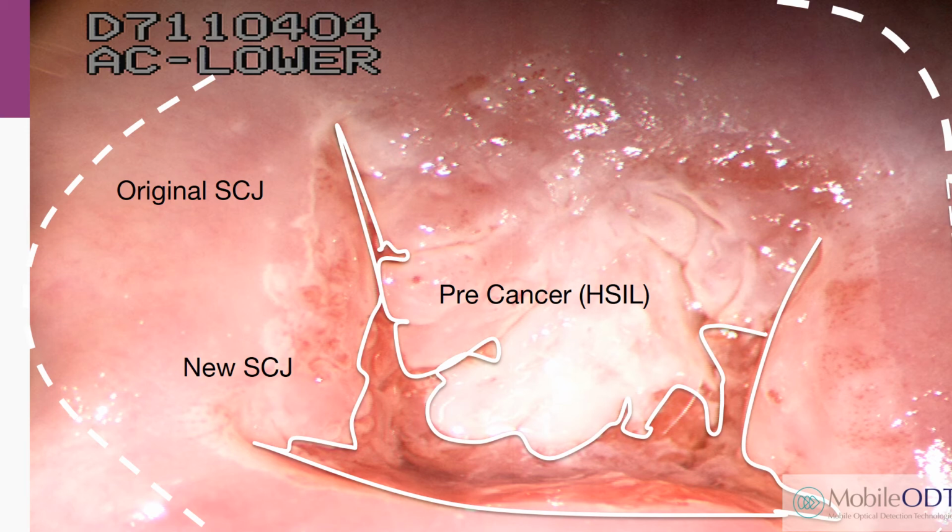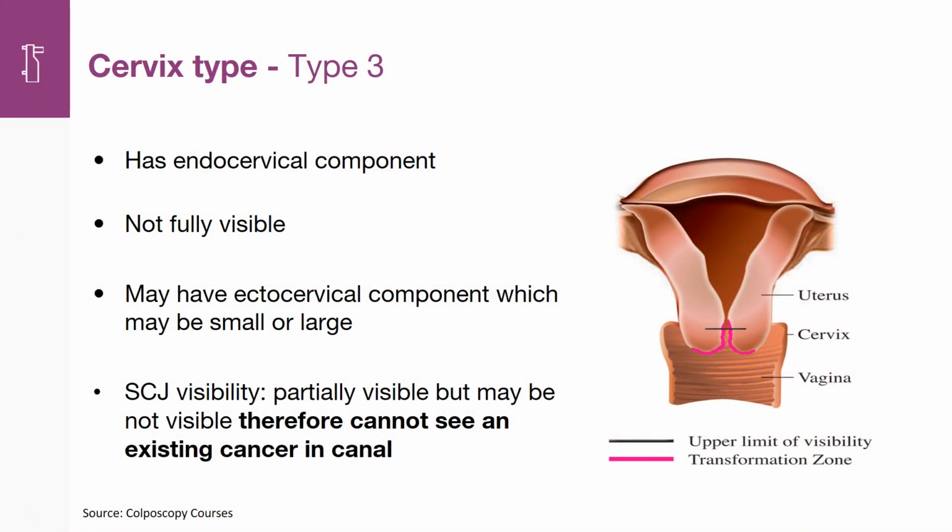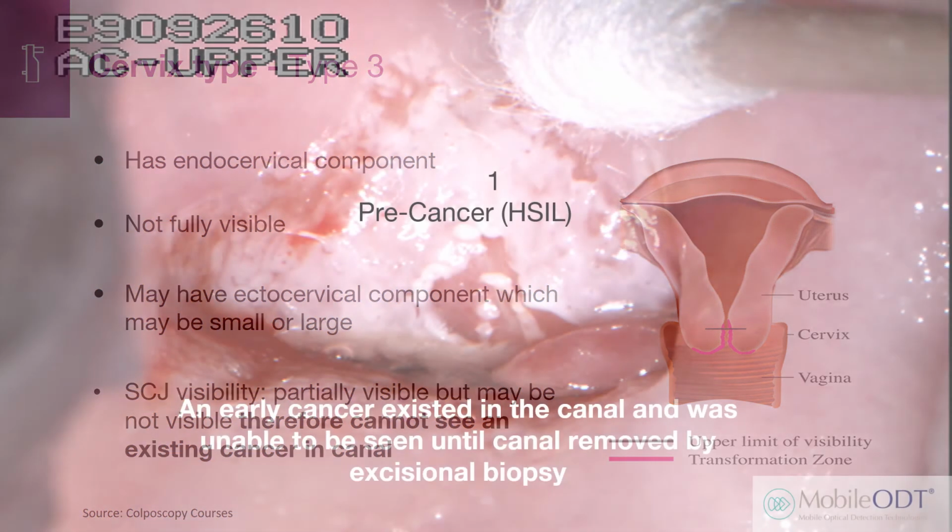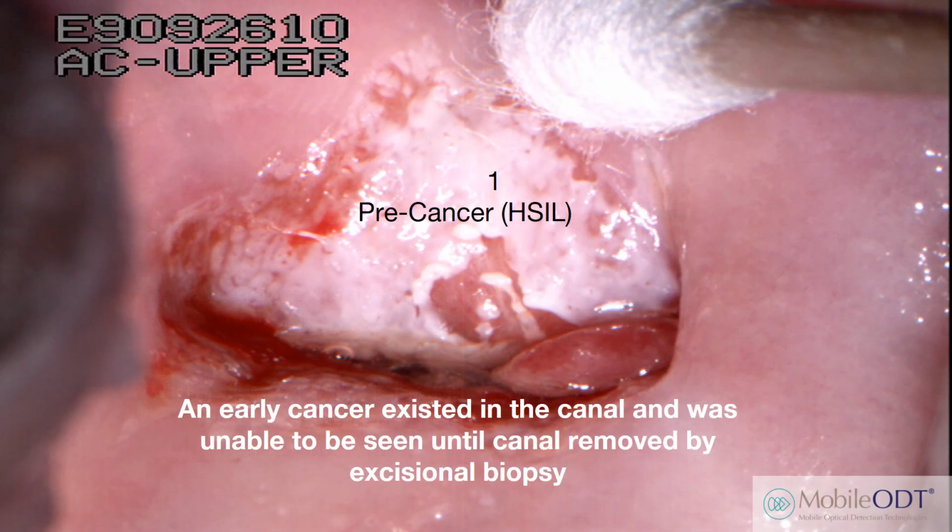Cervix type 3 is the most dangerous one. In this type, part of the transformation zone is not visible, so precancerous lesions might hide and therefore not be treated. In this type 3 example, an early cancer is hiding in the endocervical part of the transformation zone. It can only be detected if the care provider identifies it as a type 3 and performs an endocervical procedure.